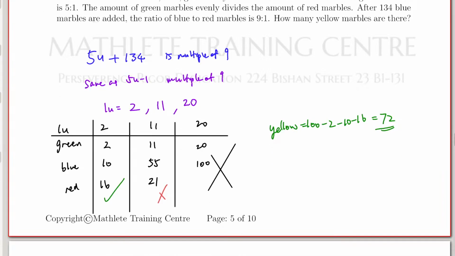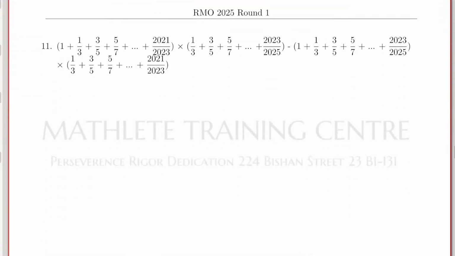For our next question, number 11. Again, for this question, if you're a student here at Math Training Center, you have seen this question many times before. So this question should be doable within maybe 30 seconds for you. The trick for this question is to label the values given to us.